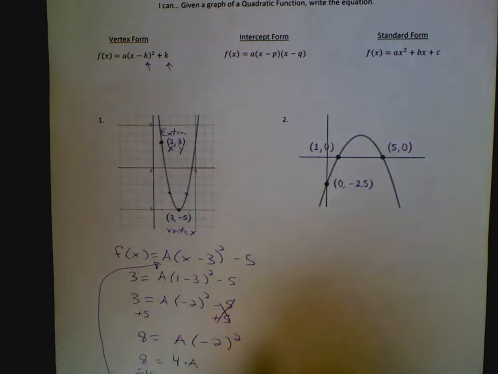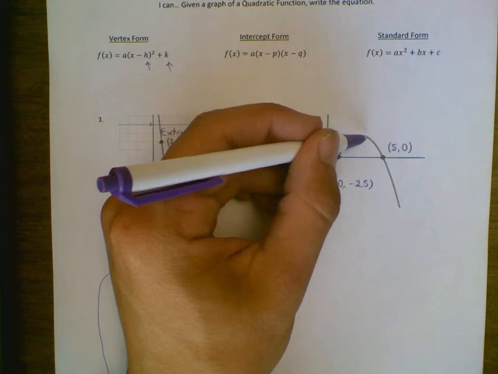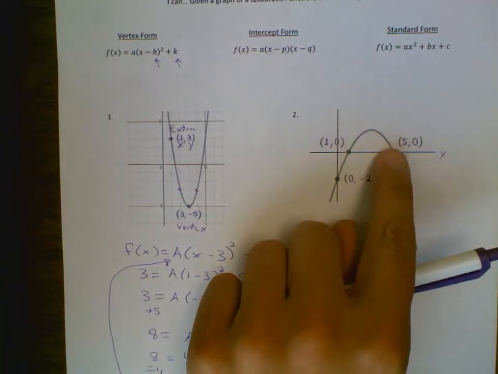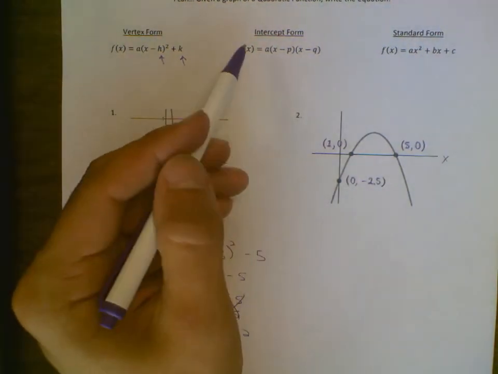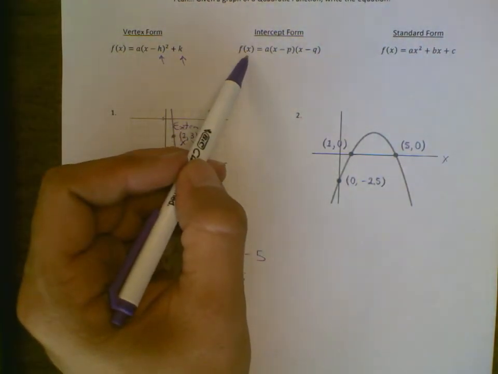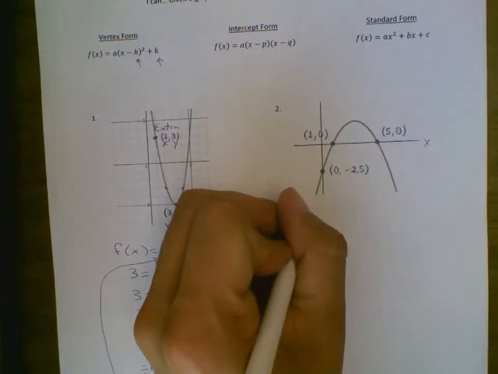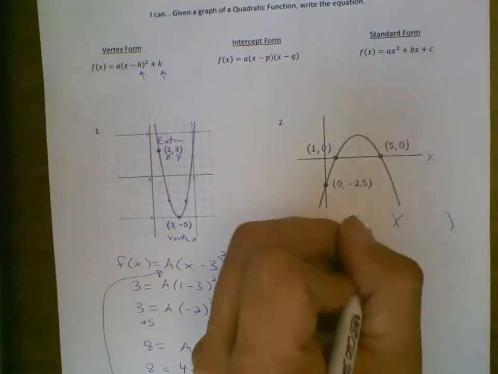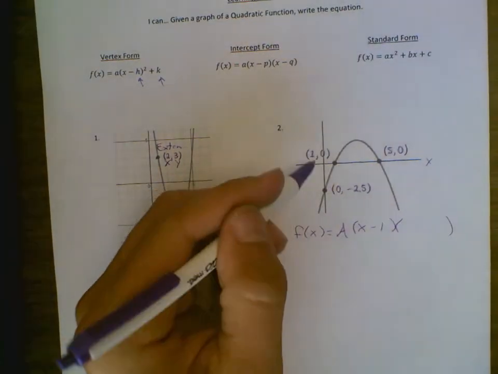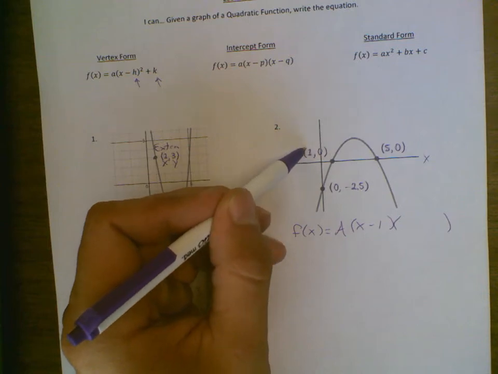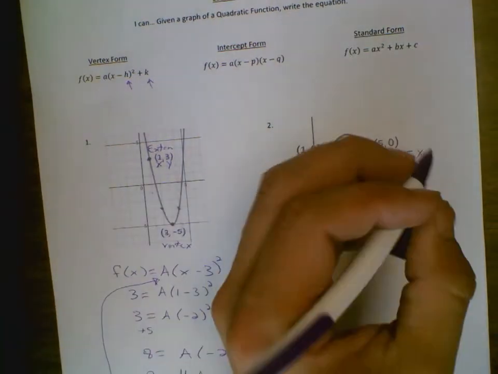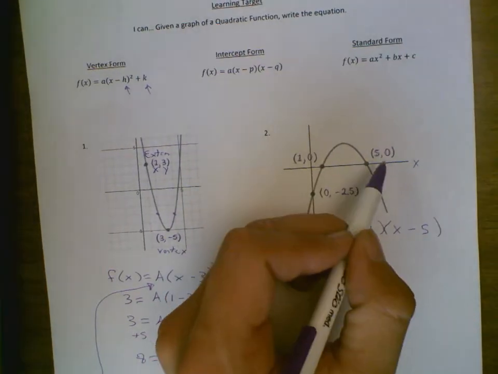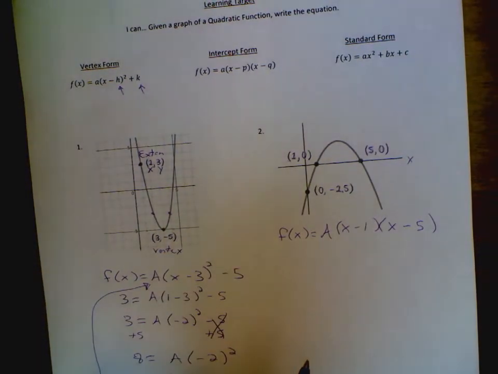In number 2, you'll notice they didn't give me the vertex, right? I don't know where my vertex is, but I do know where the x-intercepts are. So this time, when I write the equation, I'm going to use intercept form because I know my intercepts. So I'm going to write f(x) = , I don't know the a, but I know where the x-intercepts are. So I'm going to write (x - 1), right? It's the opposite of your x coordinate. And then it's going to be (x - 5) because my other one's at 5. So it's just the opposites of your x-intercepts.